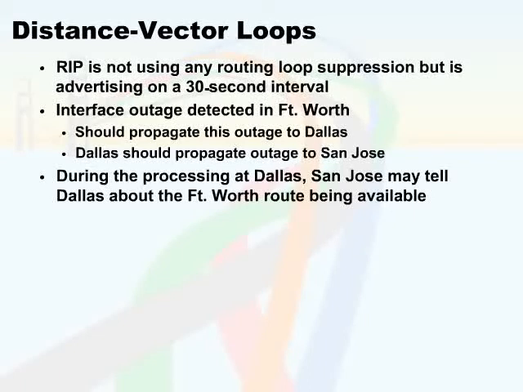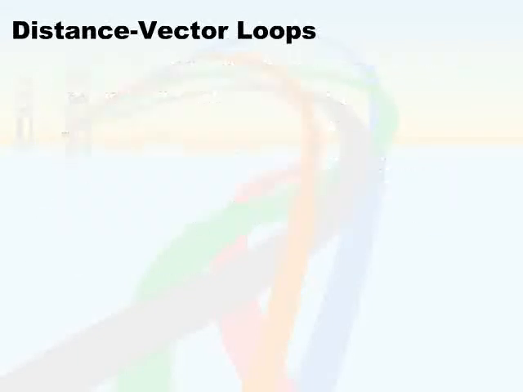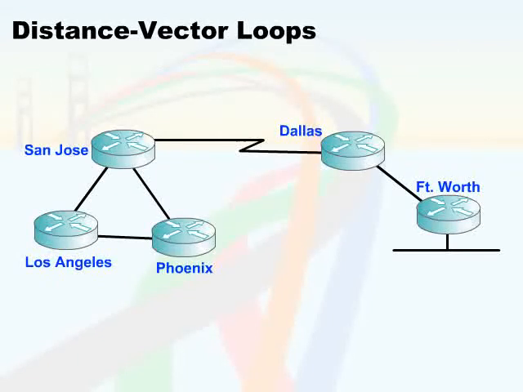This condition is known as a distance vector routing loop and can result in what is known as a count to infinity problem. Because if a packet, let's say, was in transit from Los Angeles to Fort Worth, this packet would eventually reach one of the routers that would say, Fort Worth is down. The packet would then be passed back to one of the routers that says, no, Fort Worth is still up. And it would continue to count back and forth across these routers in a loop until the packet finally dies at the end.